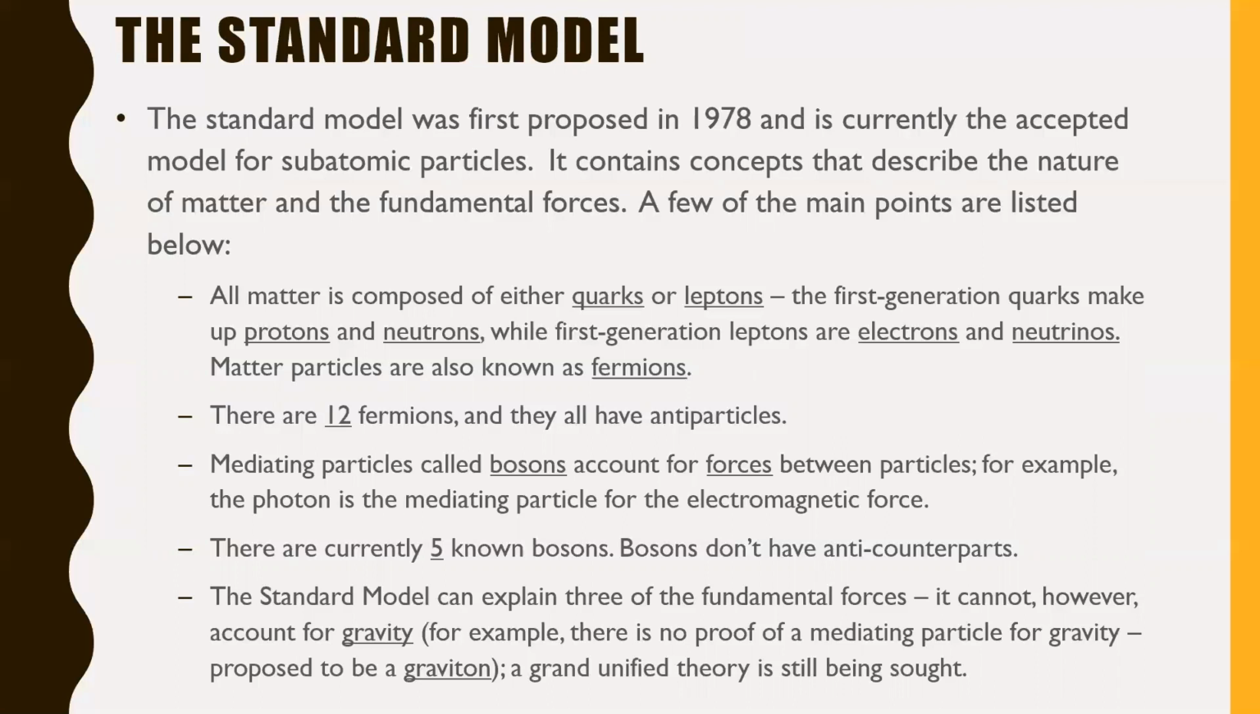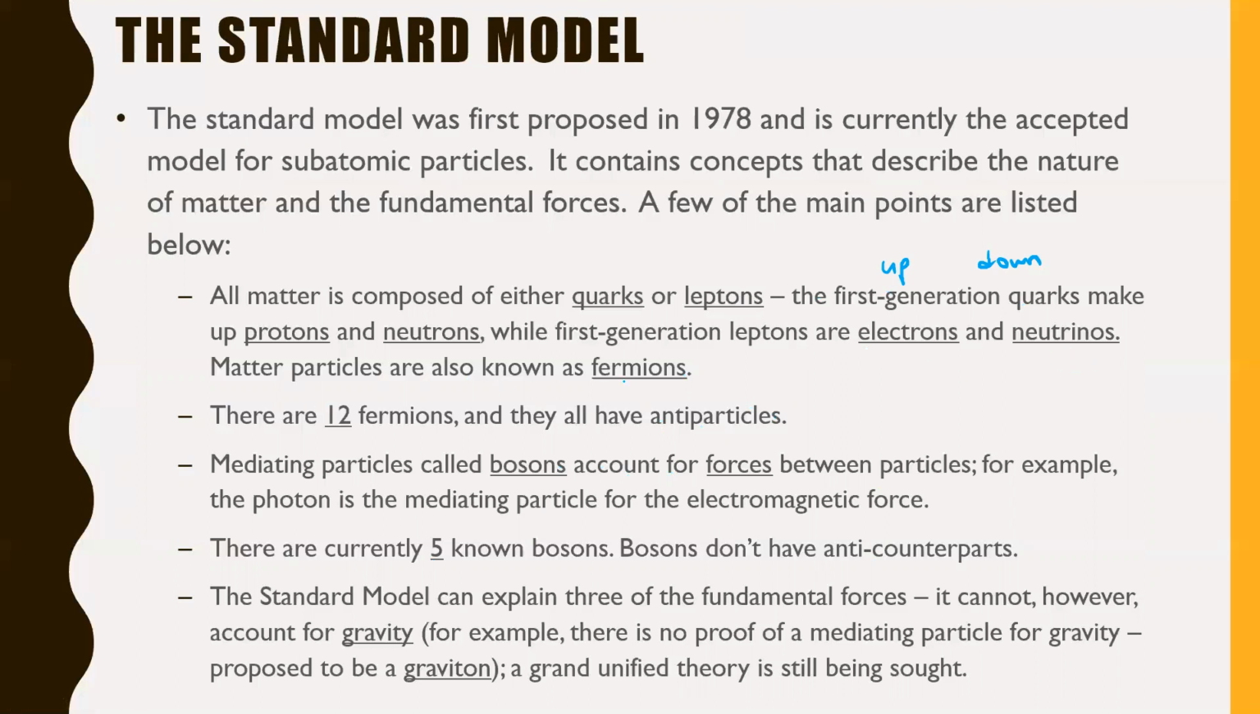I'll just read these to you real quick. All matter is composed of either quarks or leptons. The first generation quarks make up protons and neutrons. First generation quarks are referring to your up and your down quark. And your first generation leptons are your electrons and your neutrinos, okay?